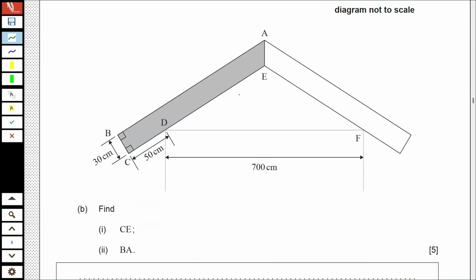To find CE, we need the E, and we know this angle. The tangent of this angle, for example we say tangent alpha, is 12 over 7. And this line is symmetrical. In this case, this length is going to be 350. So this angle is also the same as BAE.